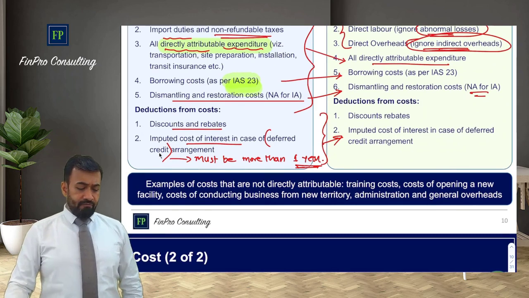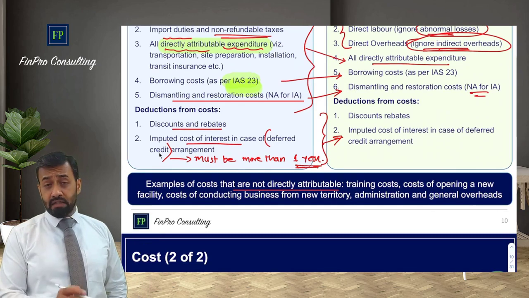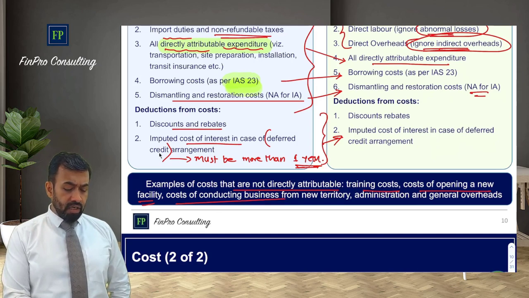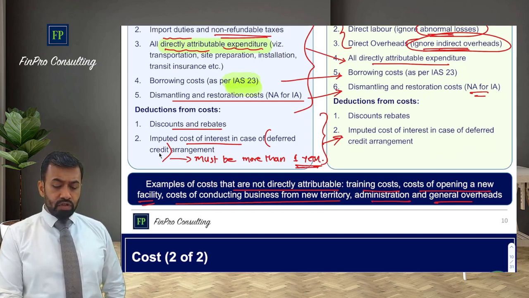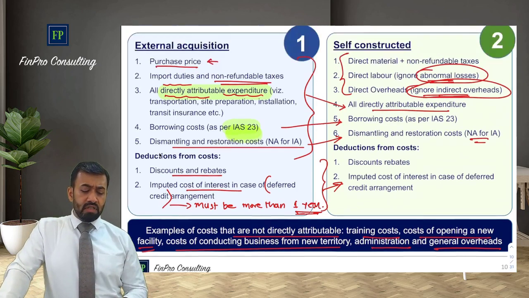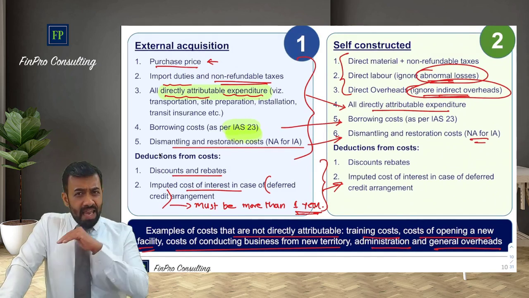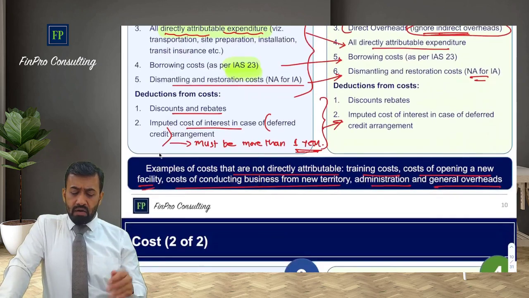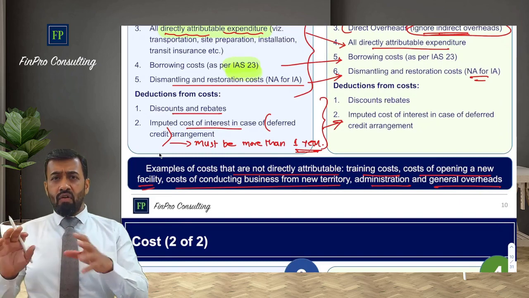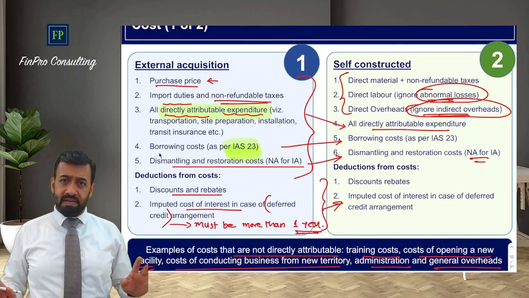Alright. So they have also provided examples of costs that are not directly attributable: training cost, cost of opening a new facility, cost of conducting business in a new territory, administration and general overheads. These are not directly attributable. These are examples given for you, but we have discussed the concept. So on the basis of that concept, you can analyze any type of expenditure. Otherwise, there could be hundreds of such examples which could be provided. And every time there is a new example, you should not just try to be in analytical mode. So analyze everything with the help of the concept. That's it.